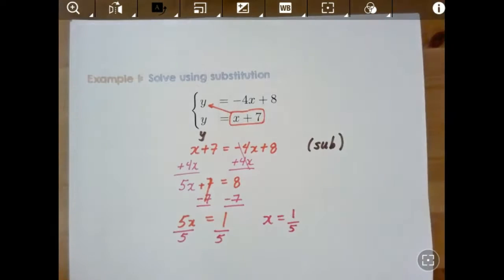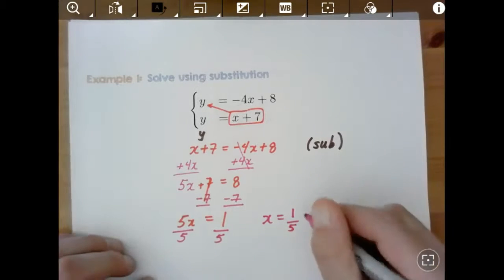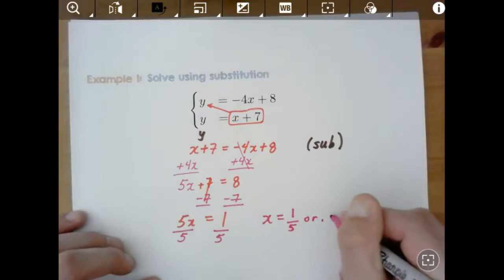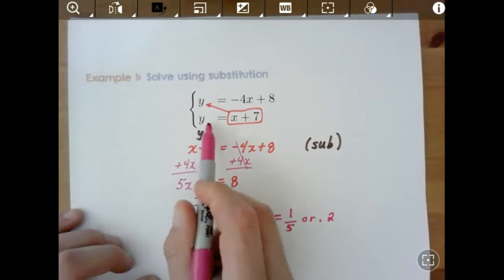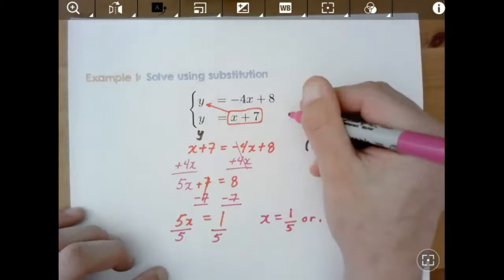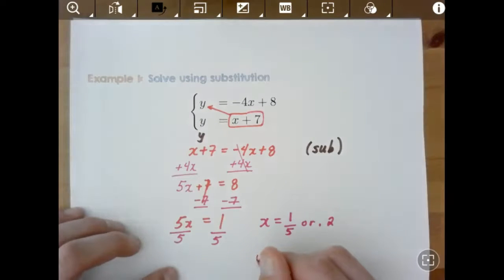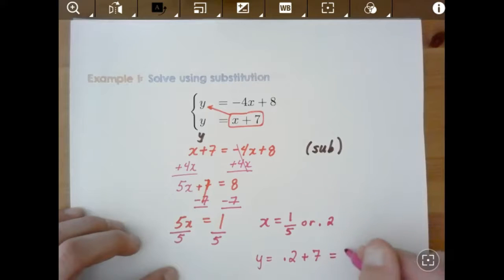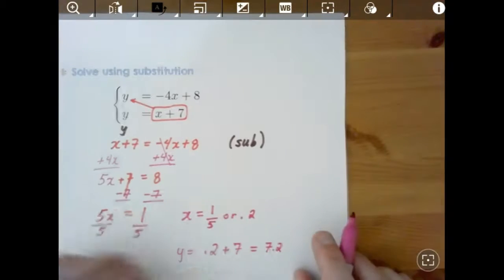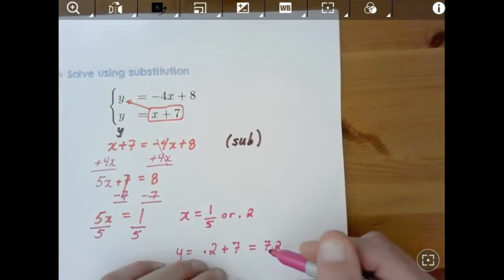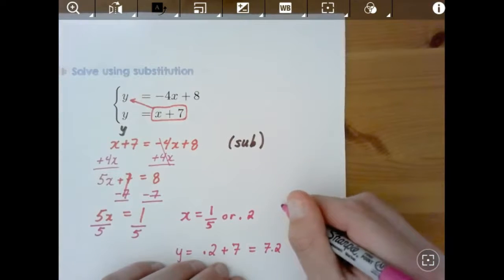That's just a crazy little number there, 1/5, or 2/10. If we want the y value, let's use the bottom equation for substitution. This was part 1, we got x, but we need the y value. Well, y is equal to your x, 0.2, plus 7. So that equals 7.2.